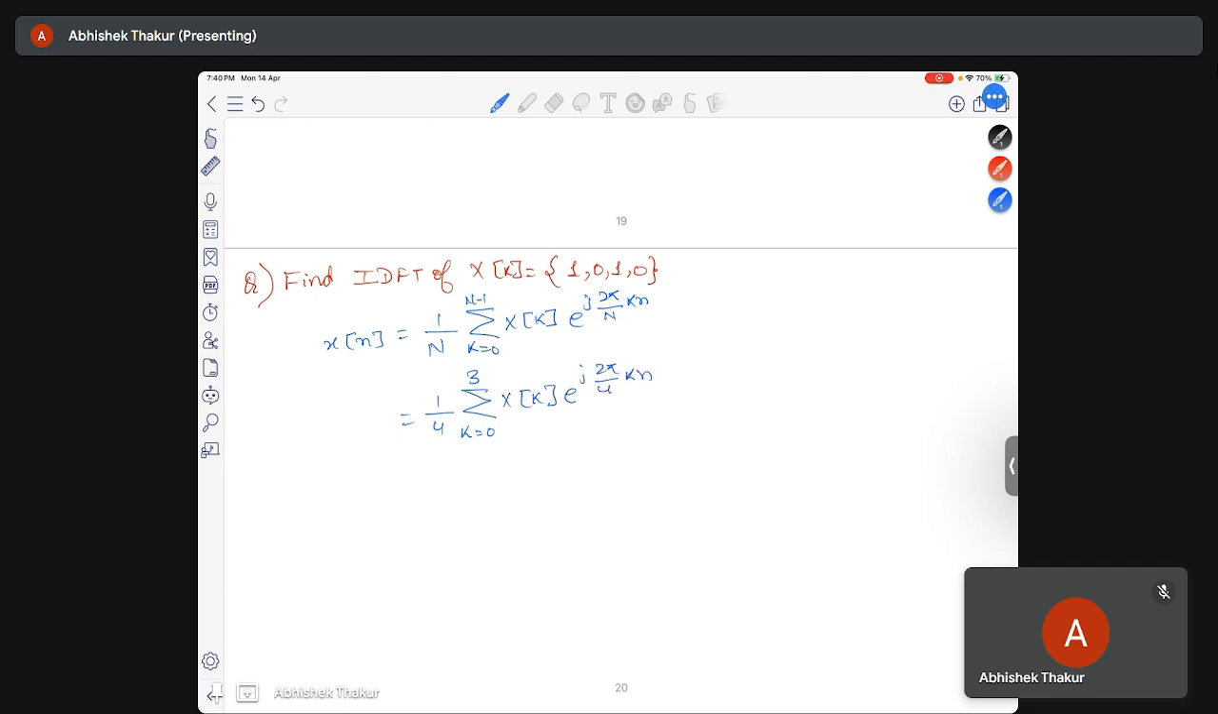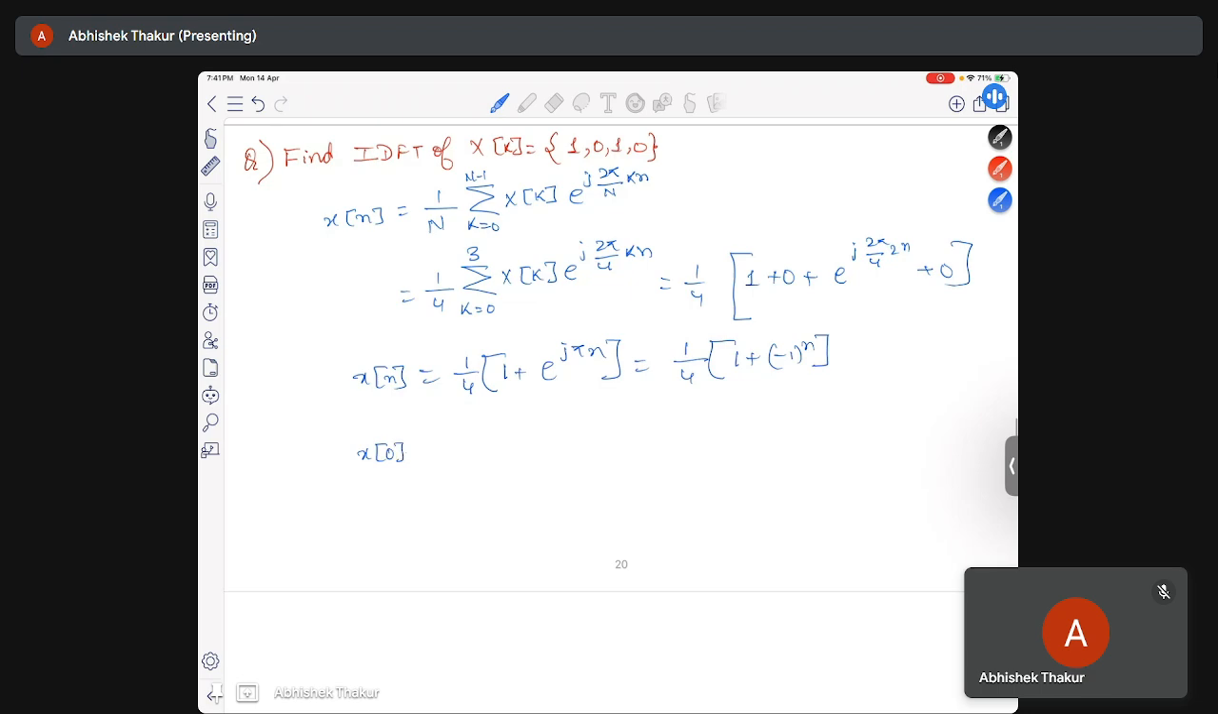So this can be written as 1 by 4. For k is equal to 0, it will become 1. For k is equal to 1, it is 0. For k is equal to 2, it becomes 1 into e to the power of j 2 pi by 4 into 2 of n, which is j pi n, plus 0. So this is x of n is our 1 by 4, 1 plus e to the power of j pi n. Here we can write this as 1 by 4, 1 plus e to the power of j pi is minus 1, so minus 1 to the power of n.